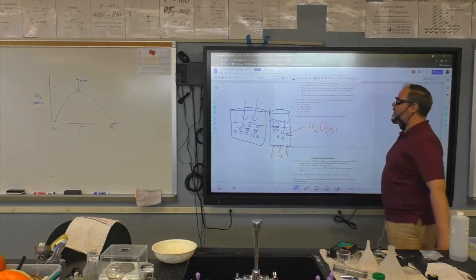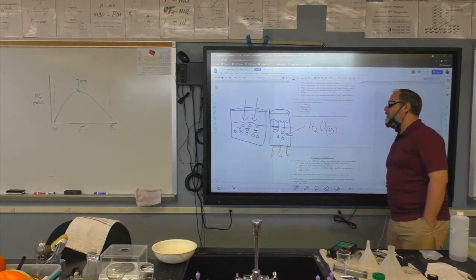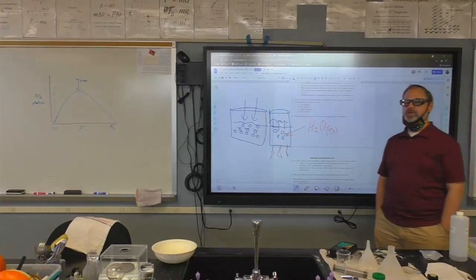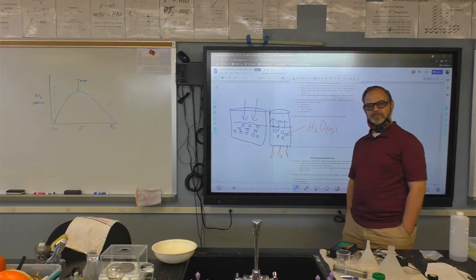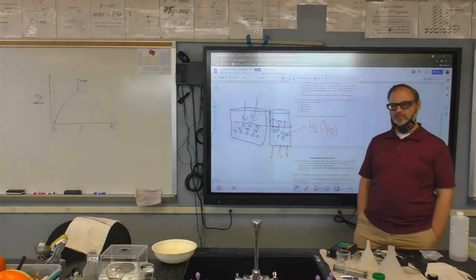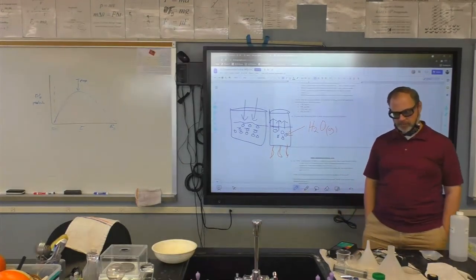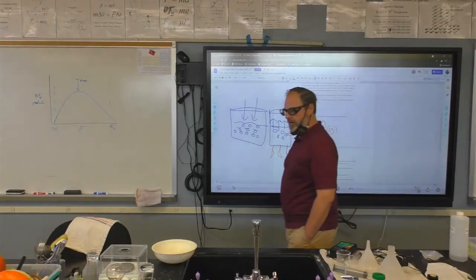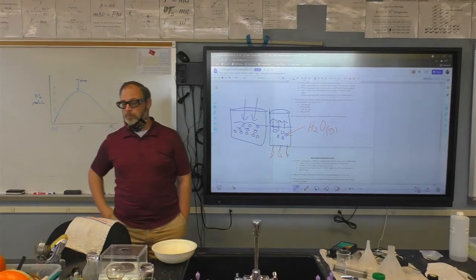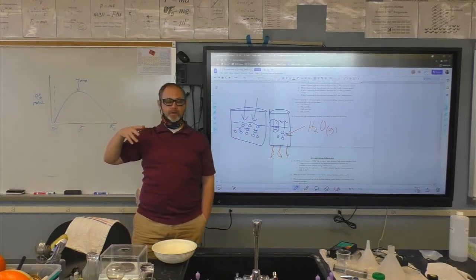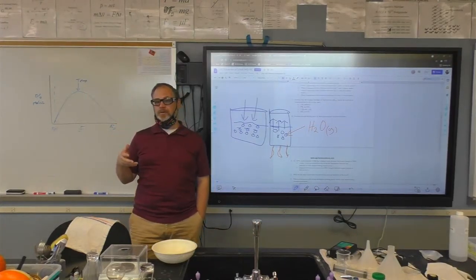Okay, so anyway, back to the original question: why does the boiling point of water decrease as elevation increases? Because the pressure decreases as elevation increases. Okay, so that's half of it. As you increase your elevation, there's less gas above you pushing down on you, so there's less pressure. Is there less gravity?